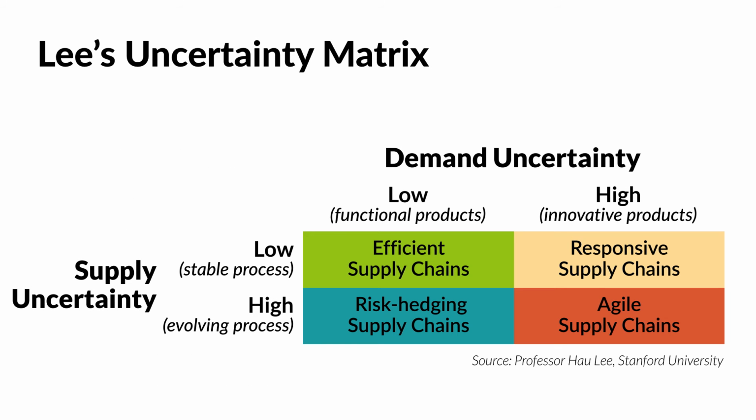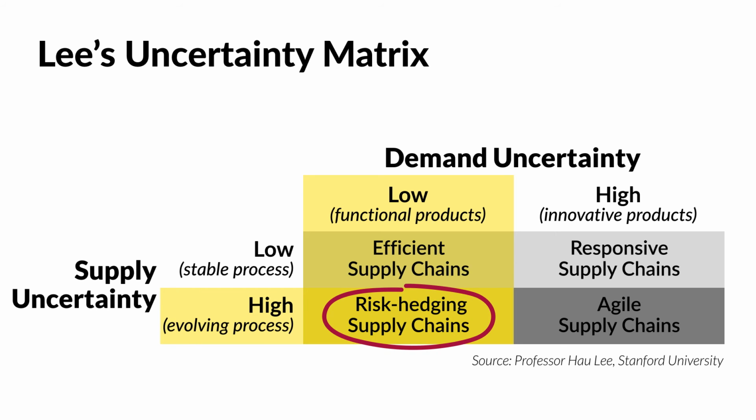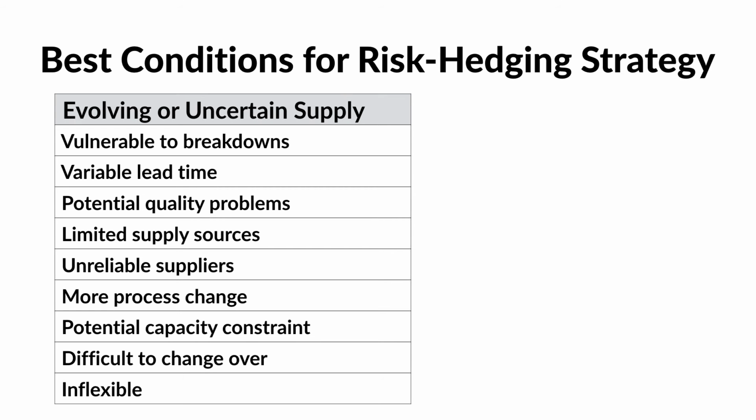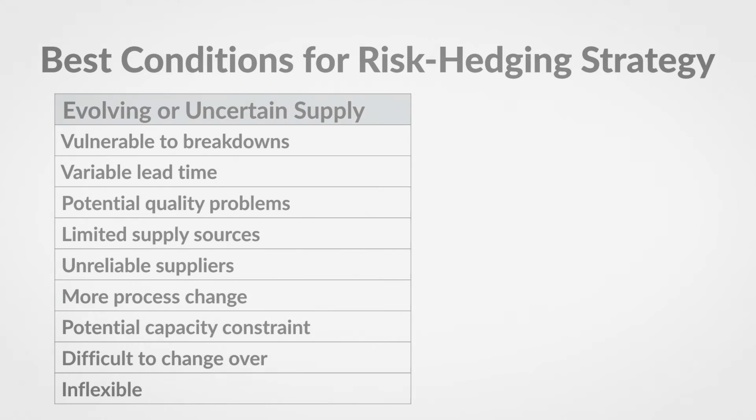Lee's uncertainty matrix also shows us that in addition to low demand uncertainty, we should use a risk hedging strategy if we also have high supply uncertainty. Risk hedging strategy is typically used with evolving or uncertain supply bases that are vulnerable to breakdowns or have inconsistent lead times. Likewise, sources of supply that seem to have quality problems, reliability issues, extended processing times, capacity issues, or difficulty with change and flexibility tend to have inherent risks that need to be hedged.